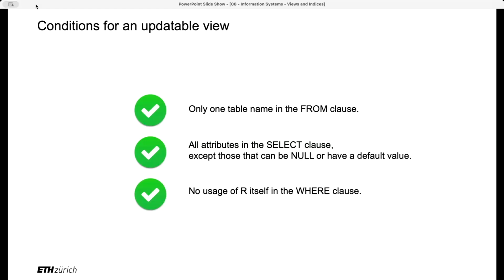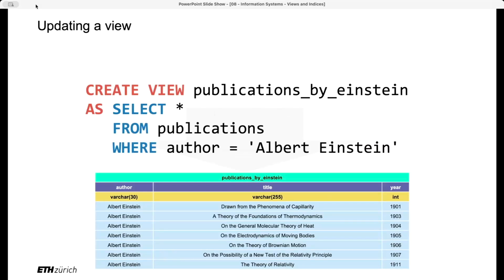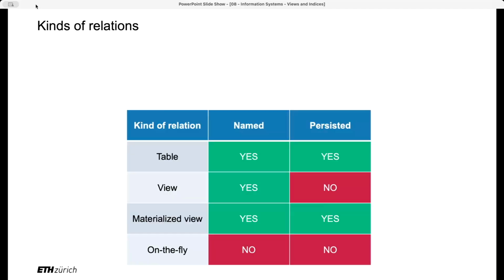We said that materialized views are persistent. Why would you then use them? Couldn't you just make a new table? In which case would you use that? Wouldn't it just be easier to make a new table? So, critical thinking, that's very good.